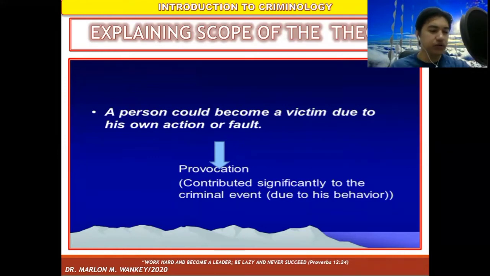So the reason also that a person could become a victim due to his own action is because of provocation. He contributed significantly to the criminal event. Okay? Let's say for example, karamihan dyan, pag lasing, ayan na.